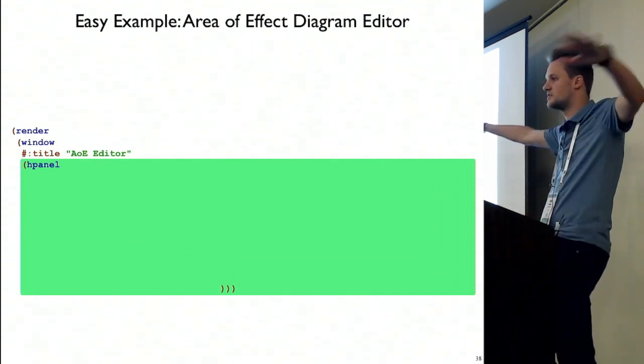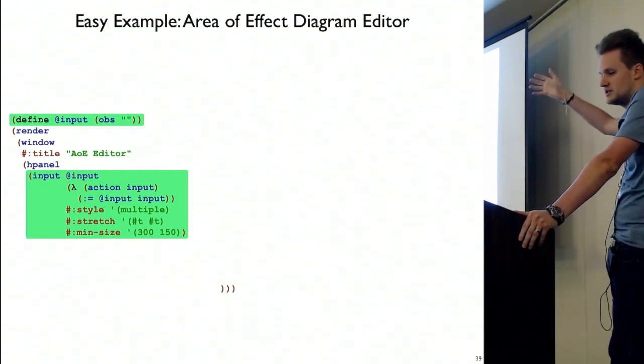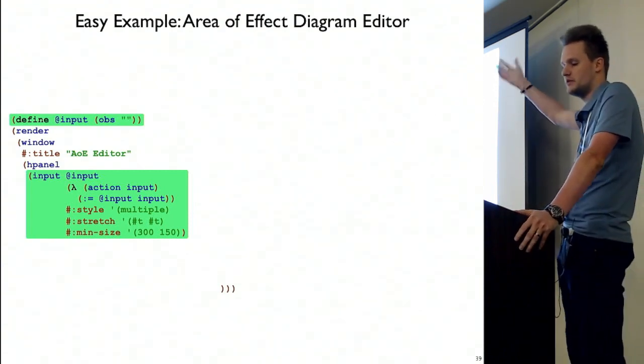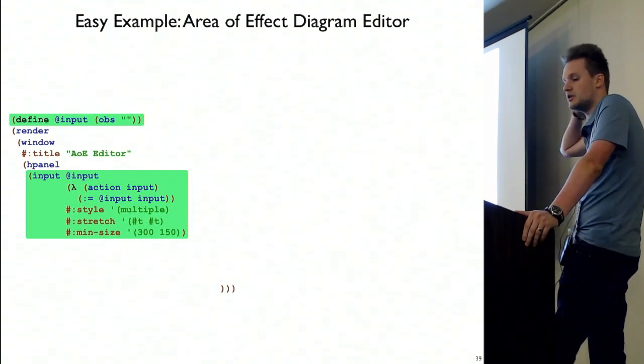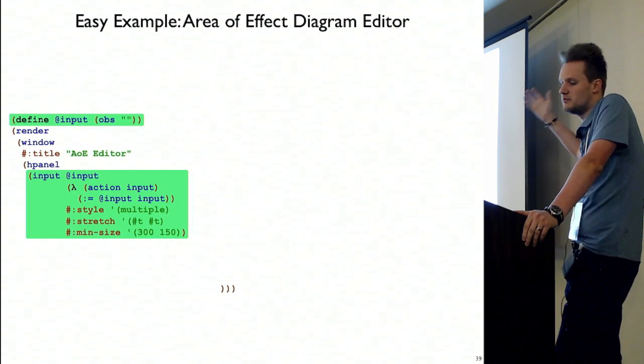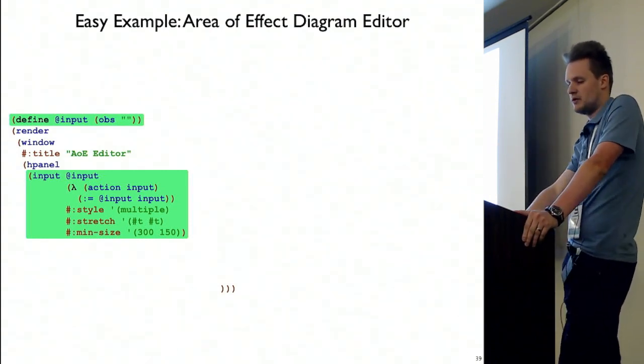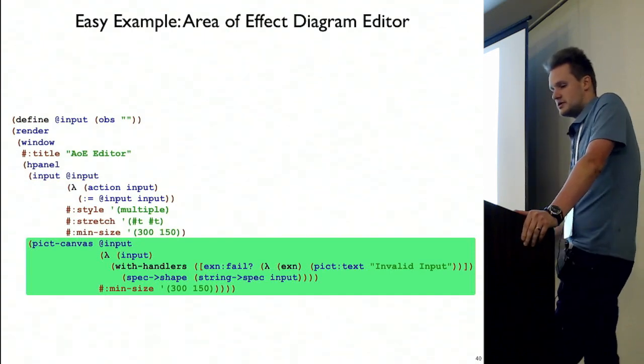That's going to be a horizontal panel. And the first child of our horizontal panel is the input widget. So this is how we get textual input. And we need some state at the very top. That'll be our input. And when the input changes, we'll update our input to say there's been some user input. Our other child, though, is a picture canvas.